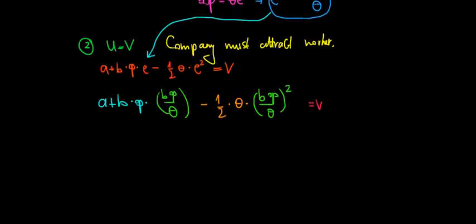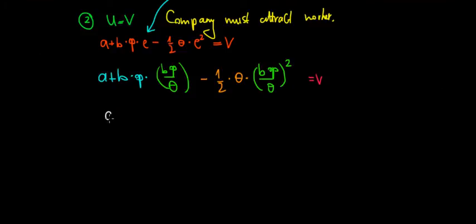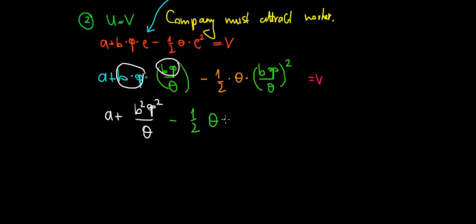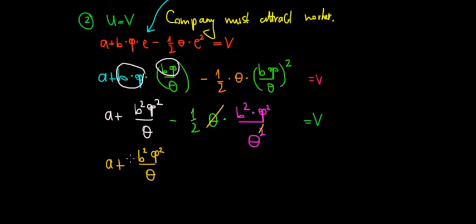Now it's a matter of doing the math over here. So let's do the math. We will have a plus b times theta multiplied with b times theta. Well, that's just b squared times theta squared divided by theta, minus 1 over 2 times theta times, and we open these brackets by raising everything to the power of 2, b squared times theta squared divided by theta squared, equals to the alternative utility of v. Now we can cancel out some stuff to make the math look better. Theta and theta goes away. So we have a plus b squared theta squared divided by theta minus 1 over 2 times b squared theta squared divided by theta equals to the alternative utility of v.